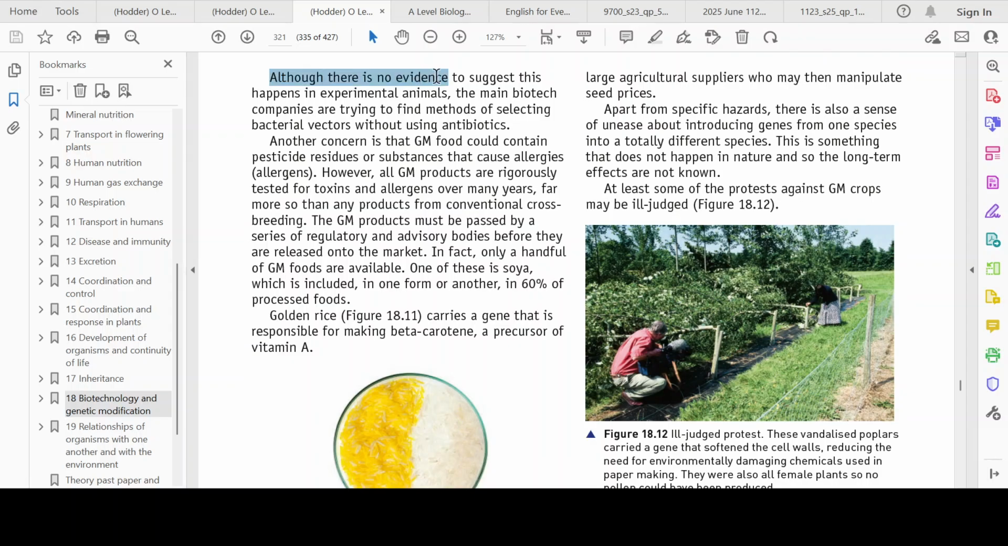They say that although there is no evidence to suggest that this happens in experimental animals, the main biotech companies are trying to find methods of selecting bacterial vectors without using antibiotics, and at A level you will learn some of those methods.